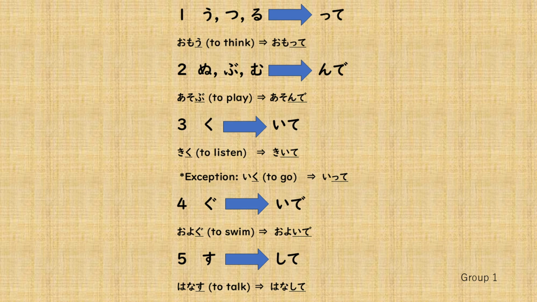4. Gu changes to ide. For example, 泳ぐ changes to 泳いで. 5. す changes to して. For example, 話す changes to 話して.